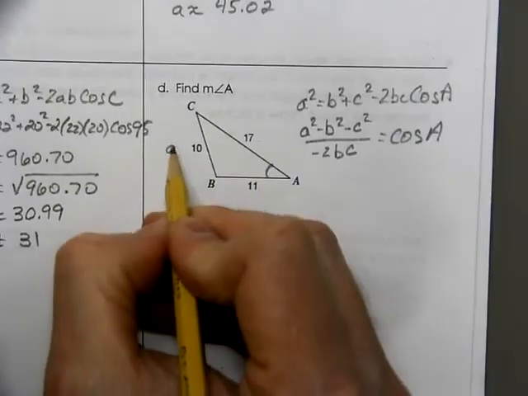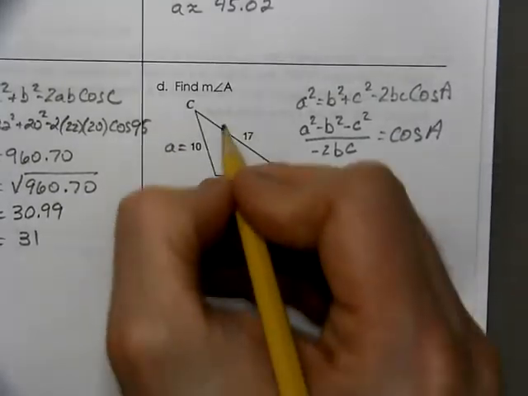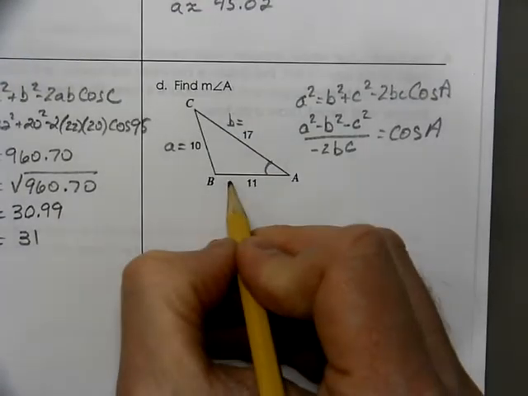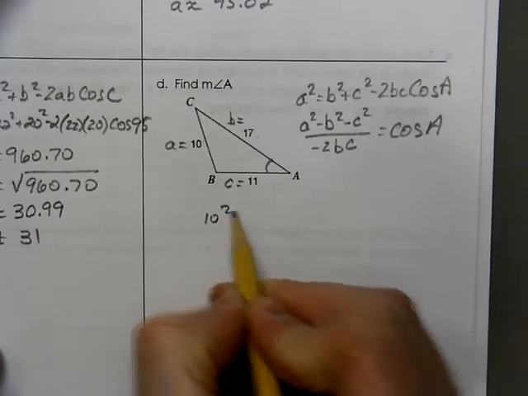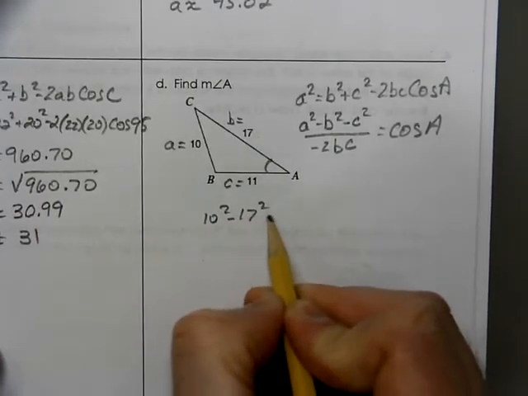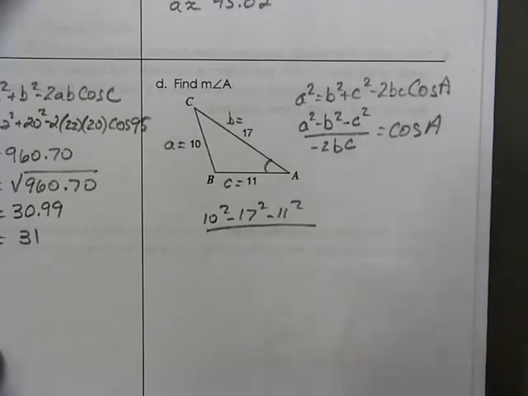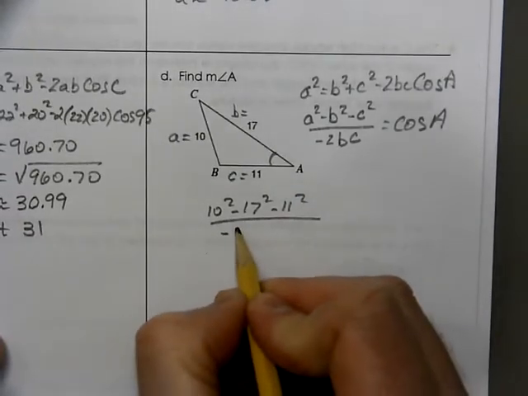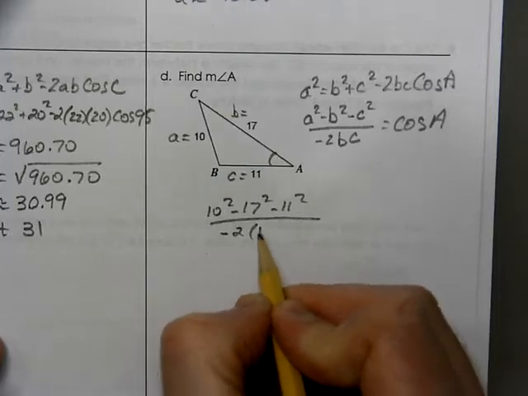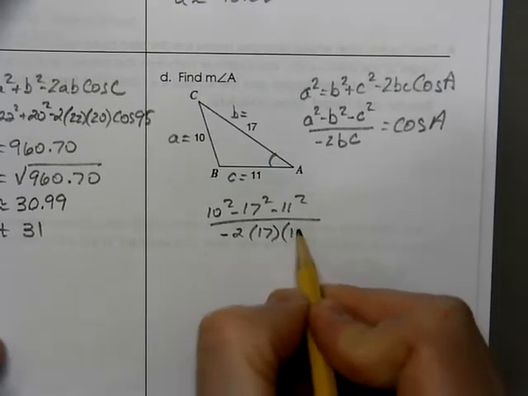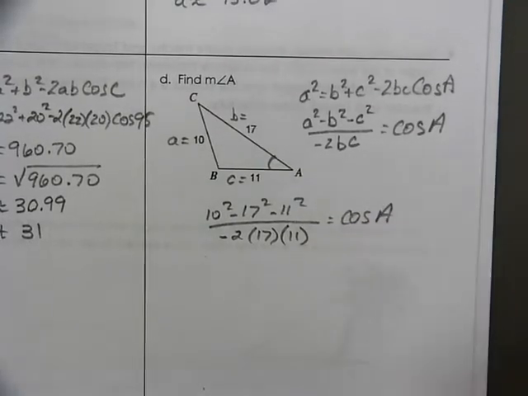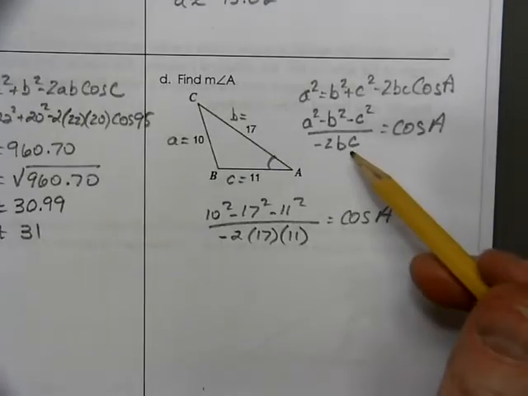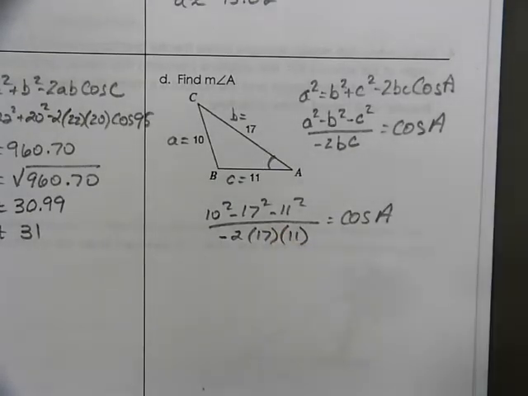So now a, of course, is across from angle A, b is across from angle B, and c is across from angle C. So 10 squared minus 17 squared minus 11 squared all over negative 2 times 17 times 11. That should give us the value of cosine of A. Be sure to write your formula and be sure to take time to plug in the values. Don't just use a calculator.